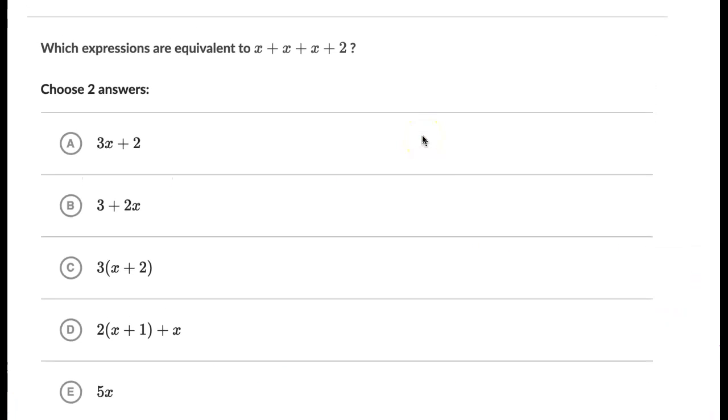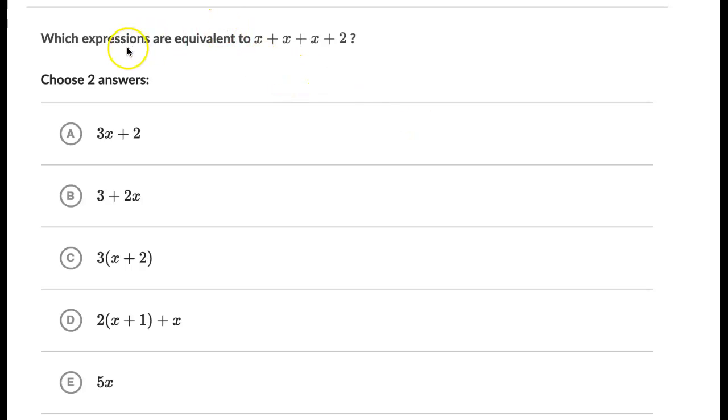Okay. Now I have this expression here, x plus x plus x plus 2. And I want to know again which one is equivalent. So I can think of combining like terms here, x plus x plus x. If you simplify that, it gives you 3x. So 3x plus 2. Now I'm looking here. This gives me 3x plus 2. This is not. This is not.